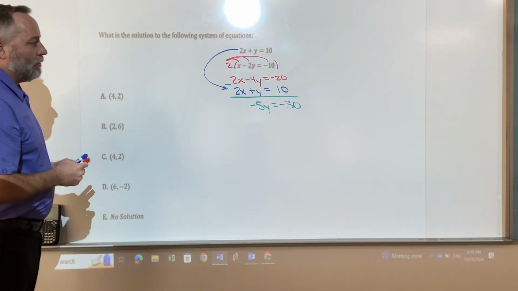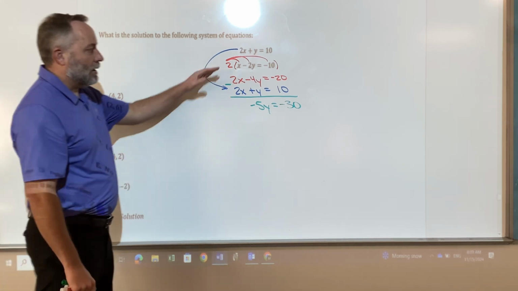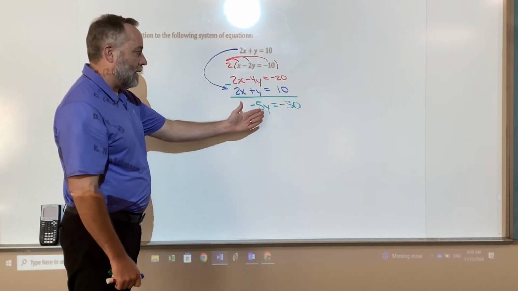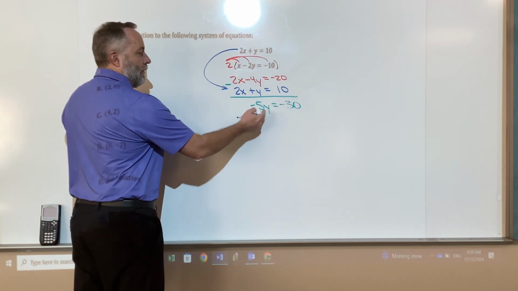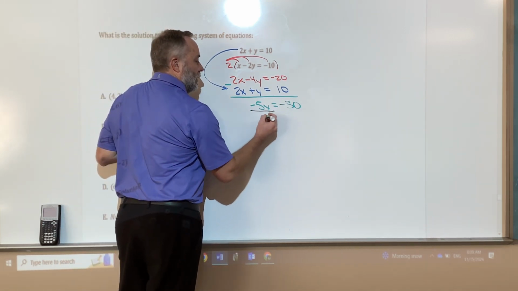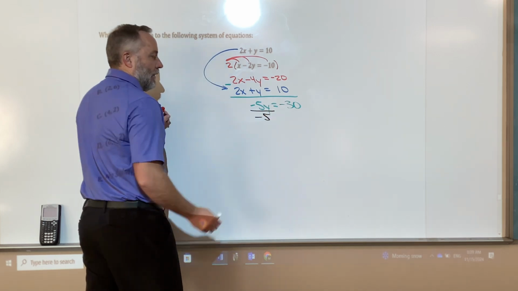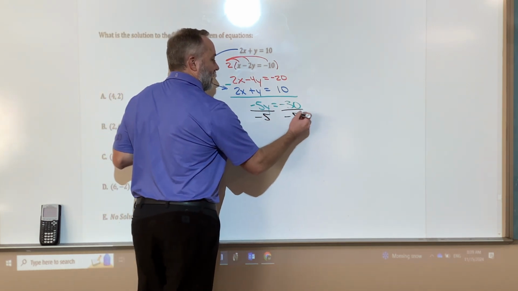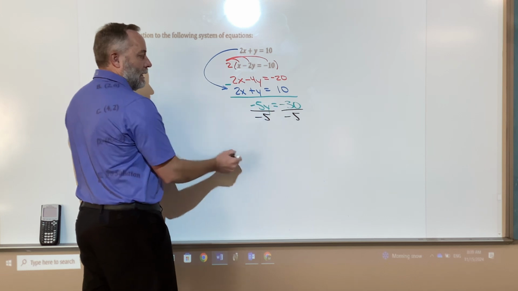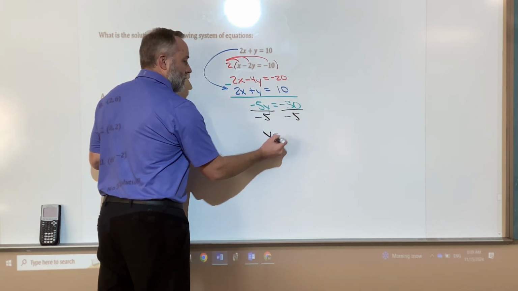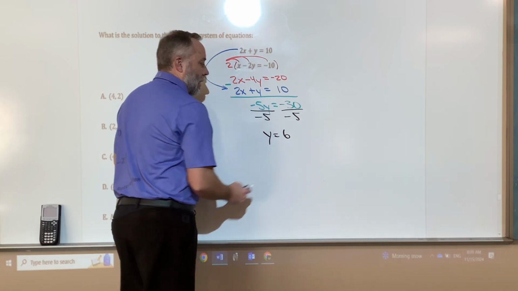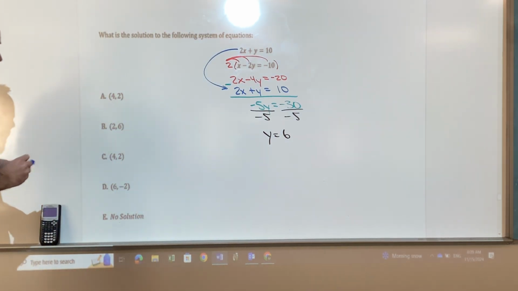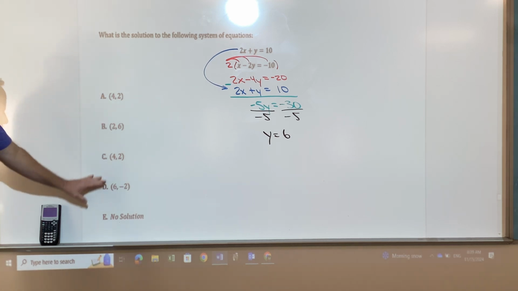The benefit of doing this method is it eliminates, gets rid of one of the variables, and then we're left with just a single variable which we can solve for. So it's negative 5 times y, so to undo the multiplication, let's divide both sides by negative 5. In that case it gets us y is equal to negative 30 divided by negative 5, which is a positive 6.